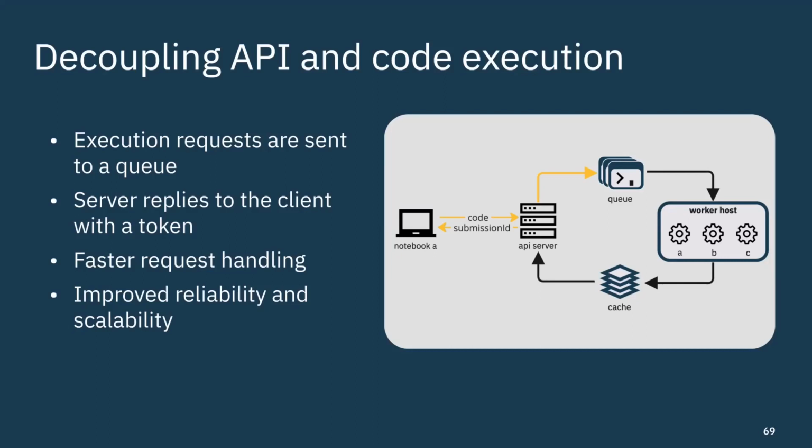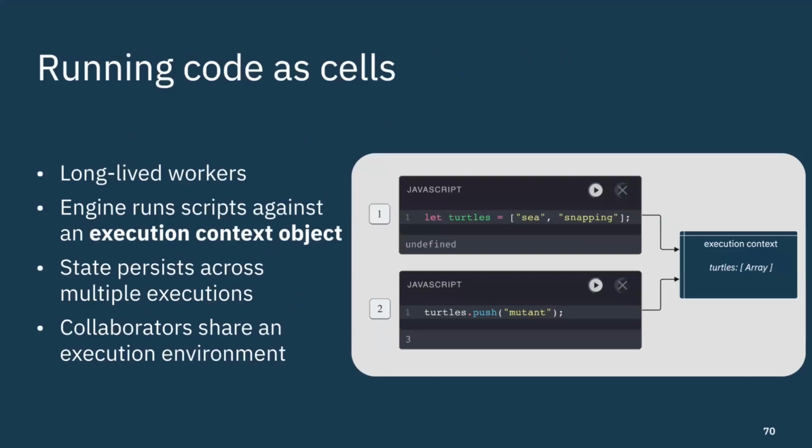It also allows us to scale our code execution needs independently from our server, whether that's vertically or through the deployment of additional nodes. The other factor for reducing execution time is to minimize the number of cells that need to be executed per request. In other words, to run a notebook's code cell by cell rather than as an entire script.